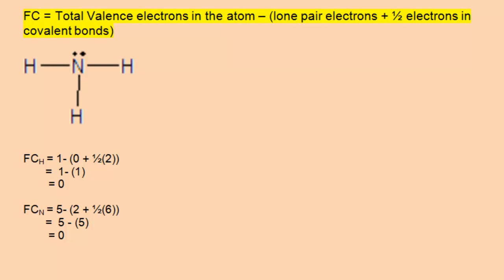Look at another example, ammonia. The formal charge on each hydrogen is zero. The formal charge on the nitrogen is five, the number of valence electrons, minus two, the two electrons in the lone pair, plus one half of six. The six comes from the 2, 4, 6 electrons in covalent bonds.